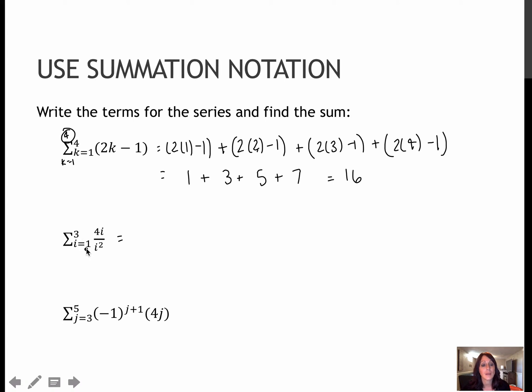For my next, I'm starting at 1 and going to 3. So this is 4 times 1 over 1 squared, plus 4 times 2 over 2 squared, plus 4 times 3 over 3 squared. So that gives me 4. And this is 8 over 4, which is 2. And this is 12 over 9, which is 4 over 3. And then I would add all of those together.